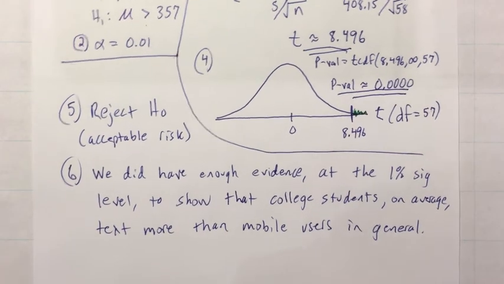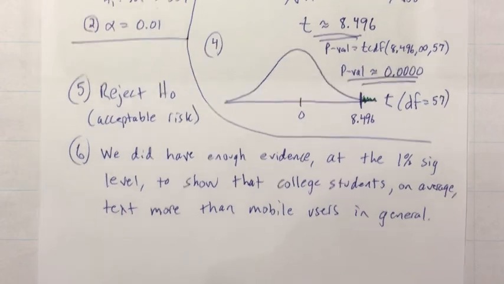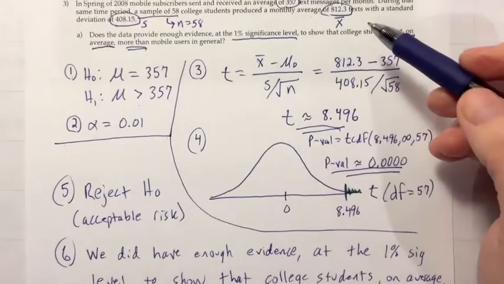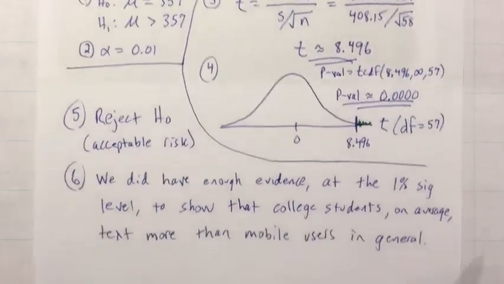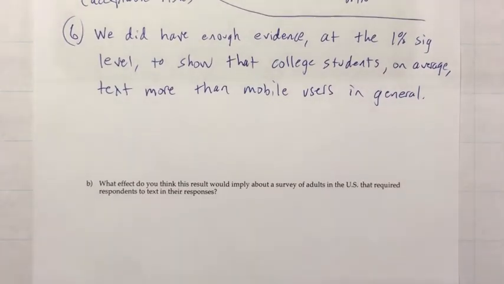All right, so that finishes up the hypothesis test, and we just have a follow-up question, so let's go ahead and look at that. What effect do you think this result would imply about a survey of adults in the US that required respondents to text in their responses? So we're not talking about this survey now, we're talking about some new one. Who knows, right? Do you approve of this policy, that policy? Do you like watching this show, that show? Who knows what they're asking, right? But they're doing some sort of poll and they're asking people to text in their responses.